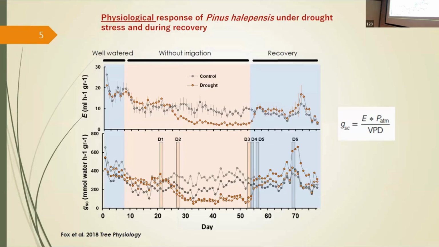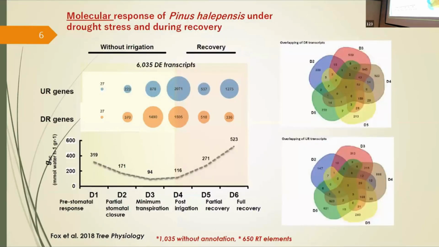So we took the D1 pre-response, and then D2 when we see initial stomatal conductance reduction, and then at the end of the drought experiment when the plant is very dry, and a few hours after irrigation, and during recovery, and then full recovery. And we took these needles, we extracted RNA, and tried to understand the molecular response of these trees to drought stress. As you see here, we got very nice results.